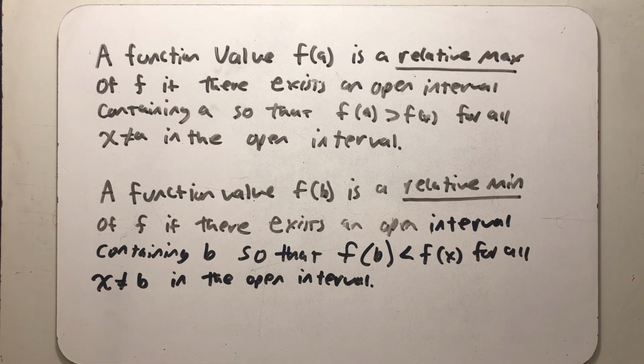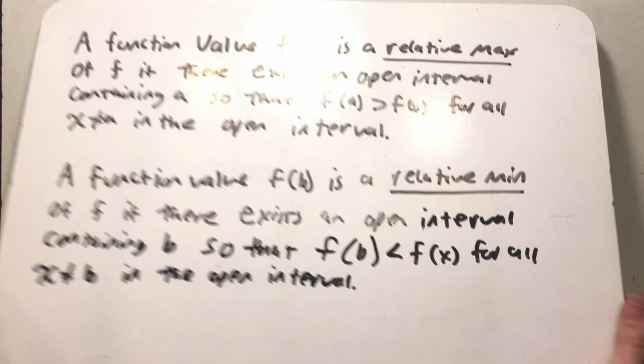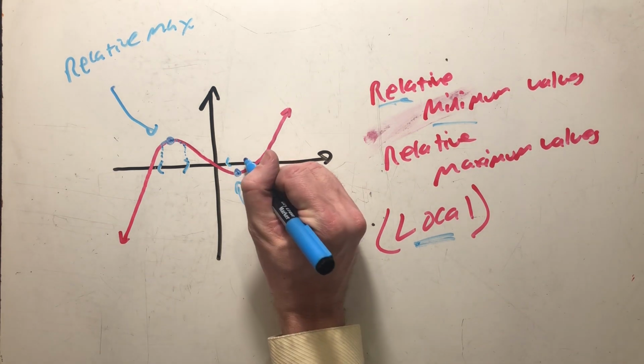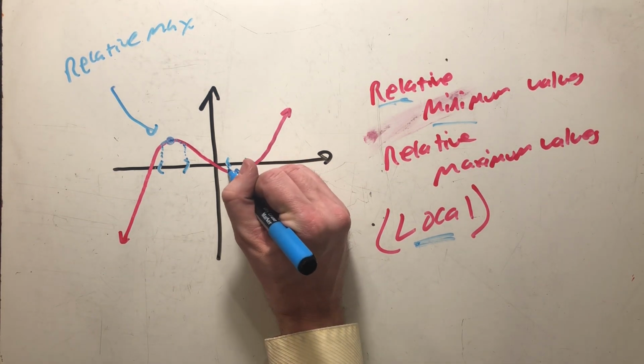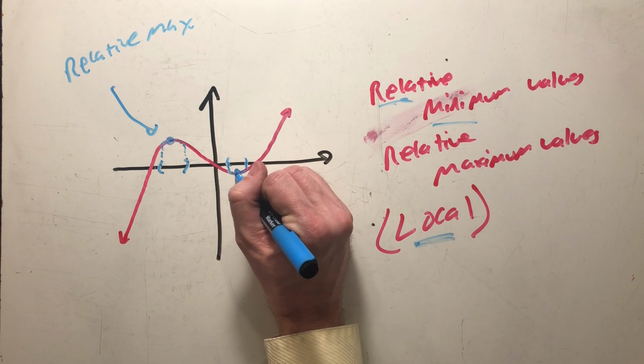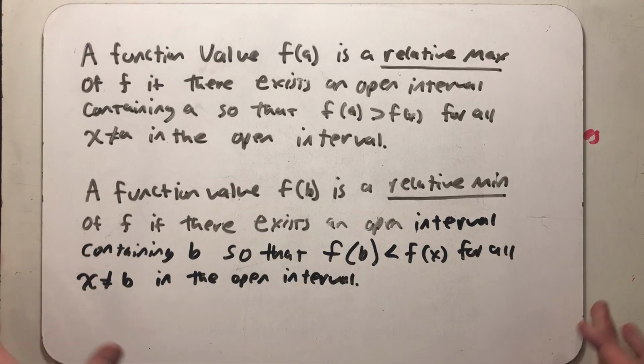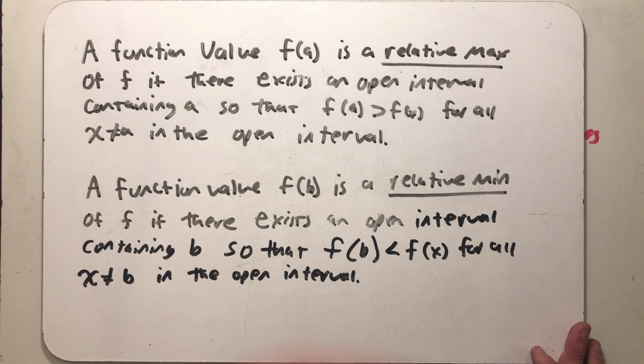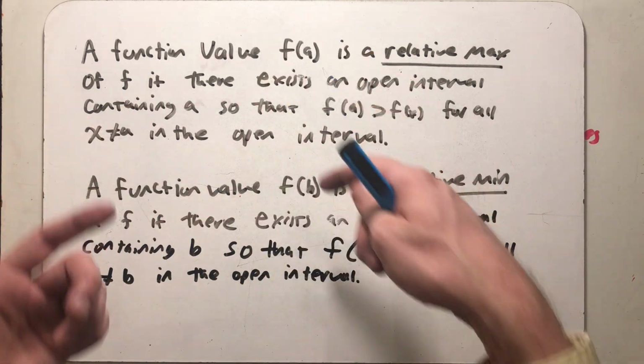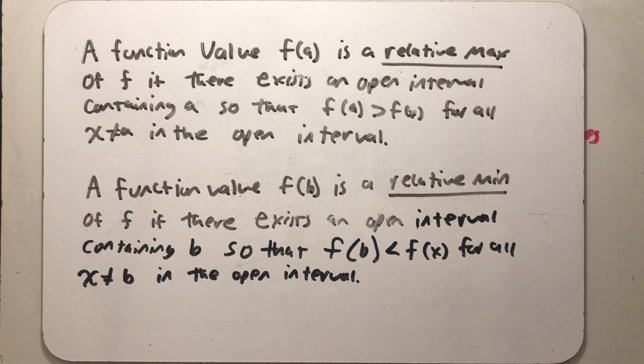A function value, f of b, is a relative minimum of f if there exists an open interval containing b, so that f of b is less than f of x for all x not b in that open interval. So again, if I can just look at a little part of the x-axis and make this be the smallest y value, the lowest point just in that little blue region, then that is a relative min. And what we could say is these relative extreme values, the maxes or the mins, they occur at an x, and the relative maximum value is the y value. The relative minimum value is the y value.